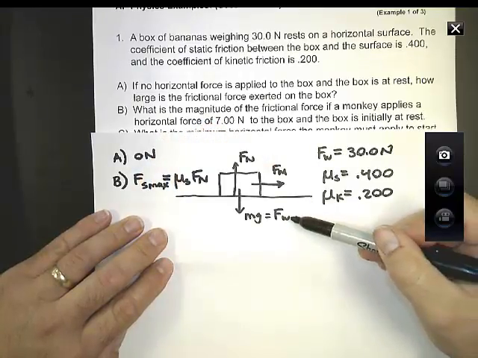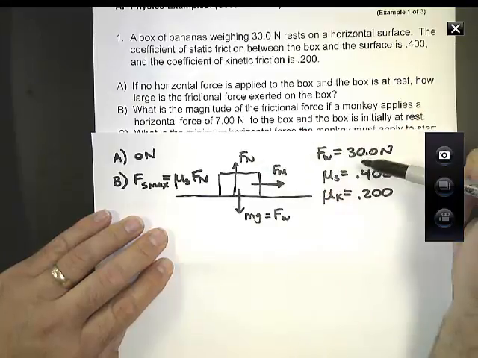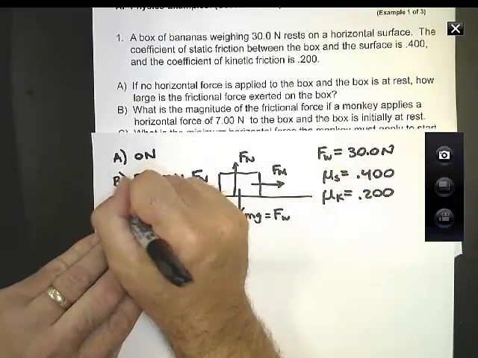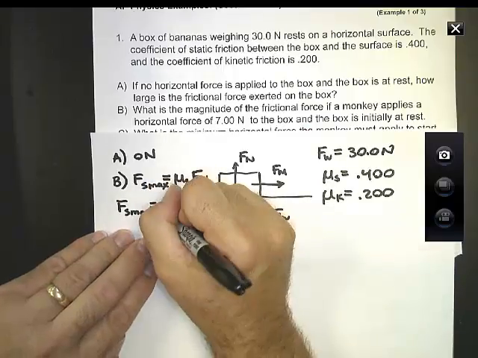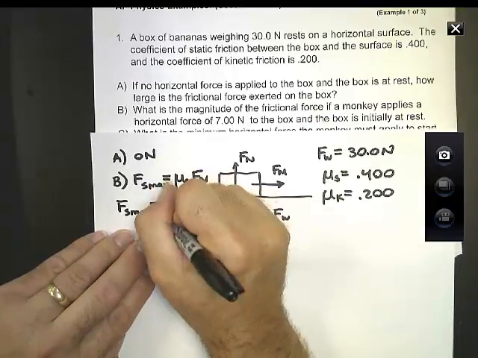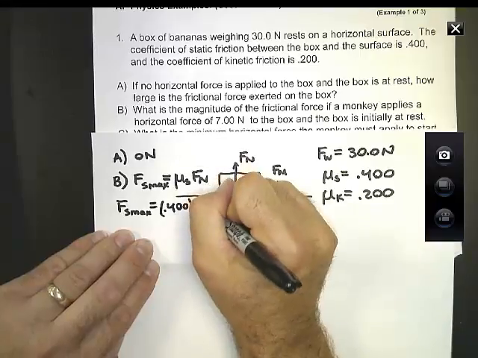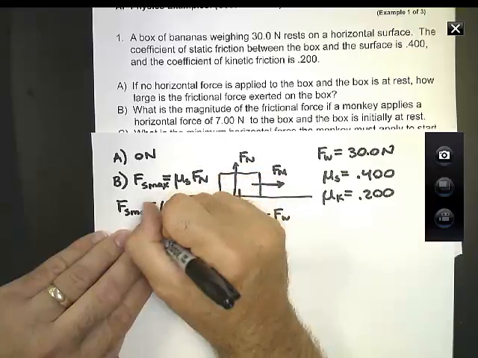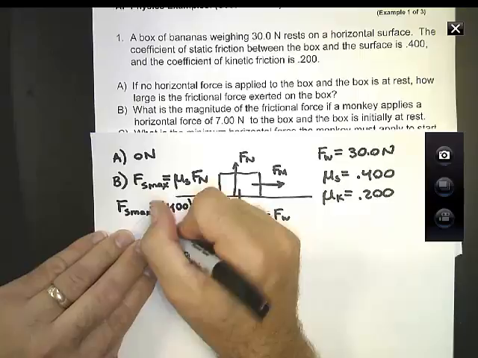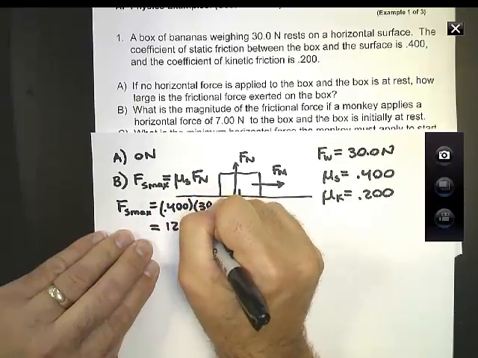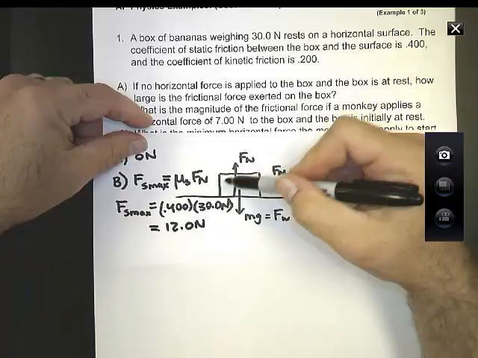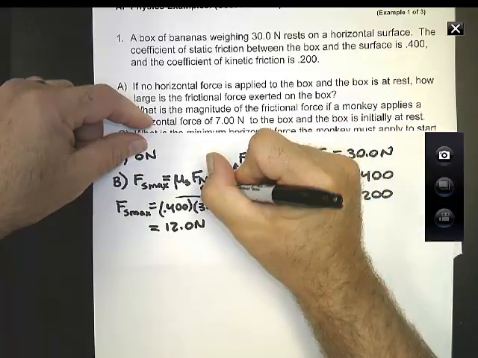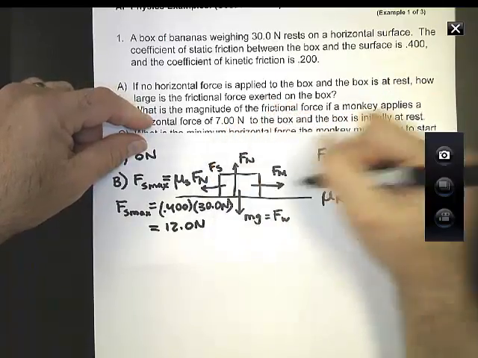Now, if the weight is 30 newtons, I'm going to claim that the normal force is also 30 newtons. So that means the maximum static friction is mu sub s, 0.4, times the normal force of 30 newtons. Okay, so that is about 12 newtons of force. So in other words, we've got monkey pulling this way, we've got static friction this way, and they have to balance out.